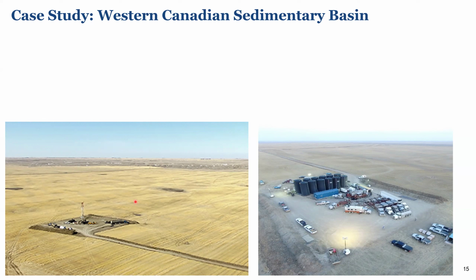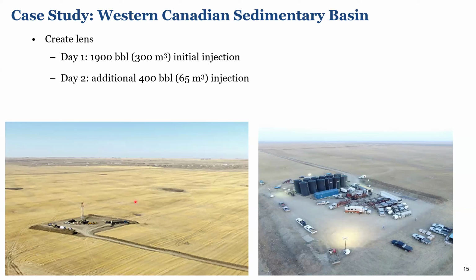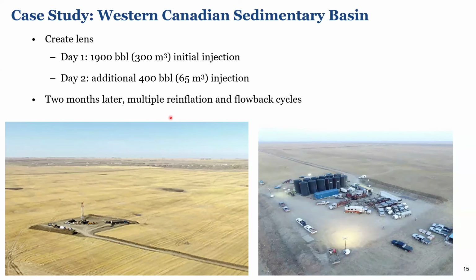But the moral of the story I want to drive towards today is something more rock mechanics oriented than lens design oriented. And it came up out of a case study in the Western Canadian Sedimentary Basin, where they were studying the behavior of these lenses by creating a lens. They did this through 2 injections on 2 sequential days, totaling a bit over 300 cubic meters of fluid that was injected to create a lens. Then the lens was shut in for 2 months, and they came back and they ran a field test that involved 3 inflation cycles and then multiple flowbacks on different choke sizes.